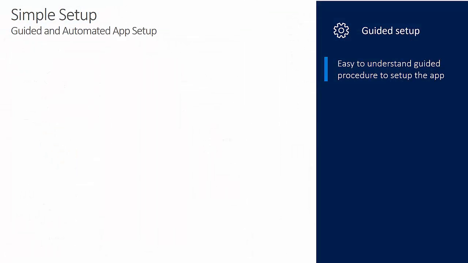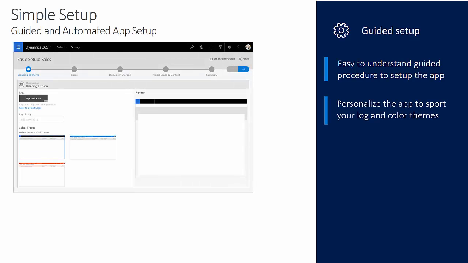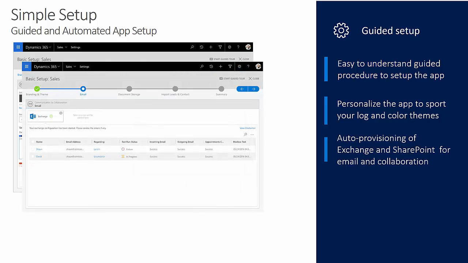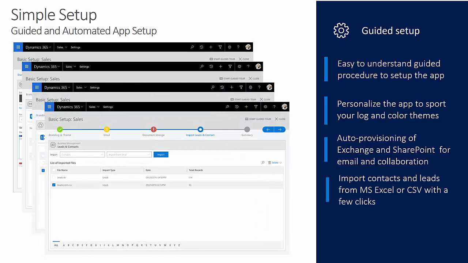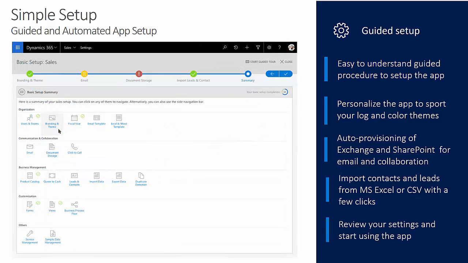And in terms of the simple setup, so specifically talking sales here you can see a quick walkthrough. So starting with basic setup, whereby picking the colors and the personalization for the company, moving through to automatically provisioning integration with Exchange and SharePoint, through to importing contacts from Excel or CSV files, and then actually being able to review the settings. But you'll notice we really are making it as easy as possible to provide the user with simple setup, which is all stored in the same place.